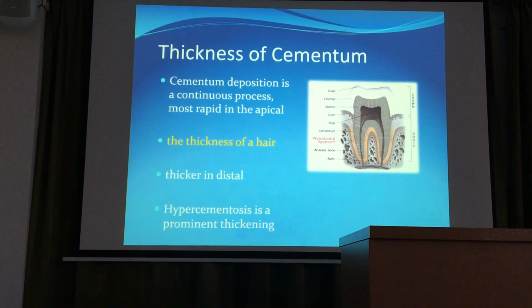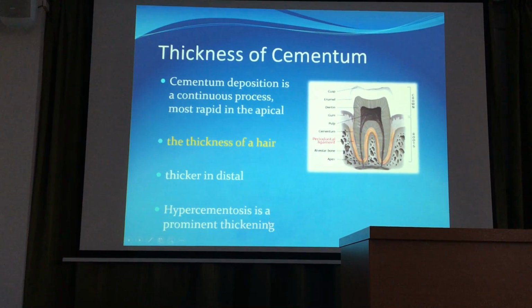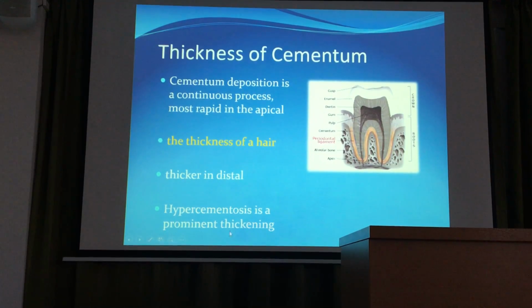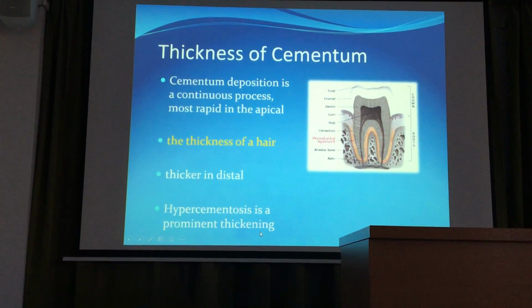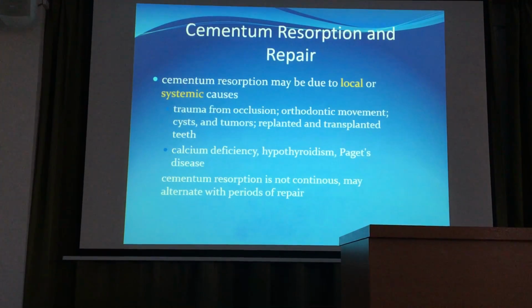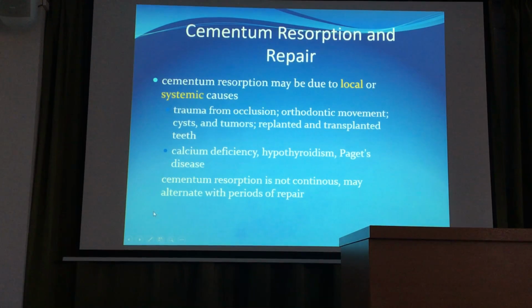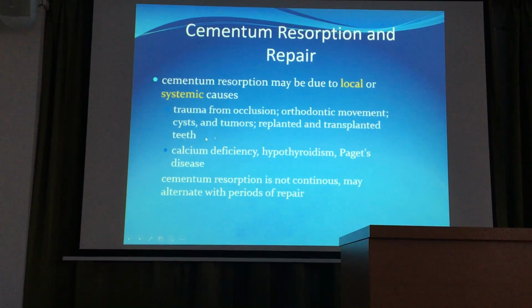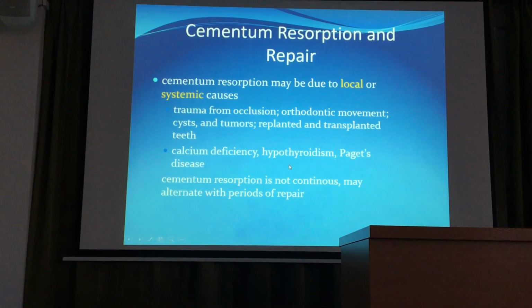So we've already discussed the thickness of the cement layer, and also we have alterations. For example, sometimes we see hypercementosis. The cement layer is getting thicker, and it is also a pathological thing. And also resorption and repair, we have local and systemic causes. You will read it. Of course, it's mostly related to general disorders.